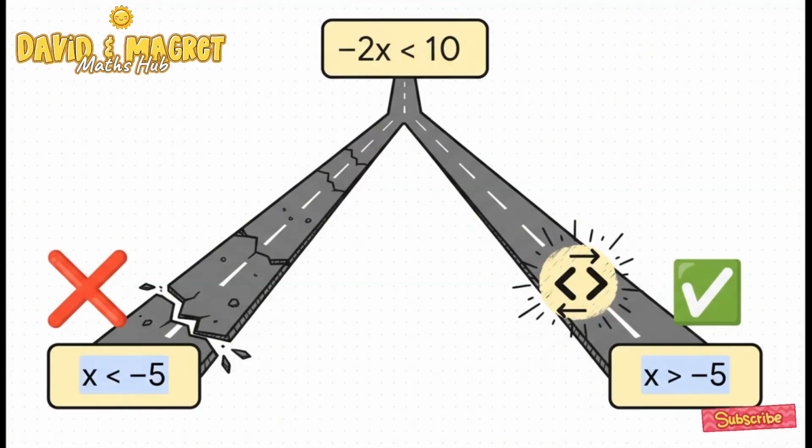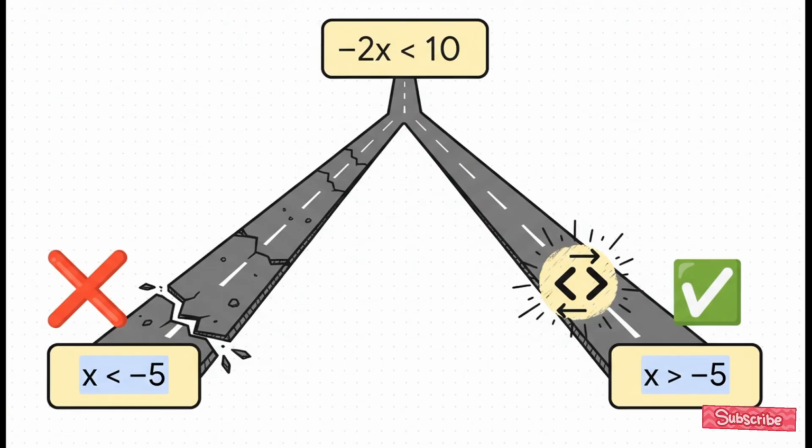Let's actually see what this looks like, because it makes a huge difference. Say we're solving negative 2x is less than 10. We have to divide by negative 2. Now, if you forget the rule, you'll end up with x is less than negative 5. And that is completely wrong. The right way is to divide by negative 2 and flip that sign, which gives you the true answer.